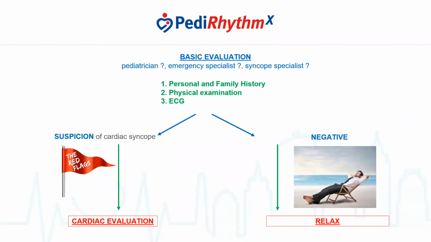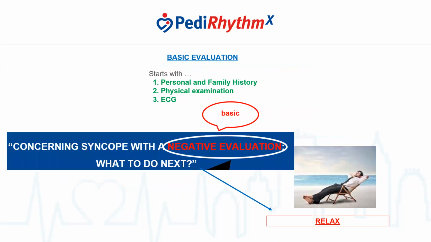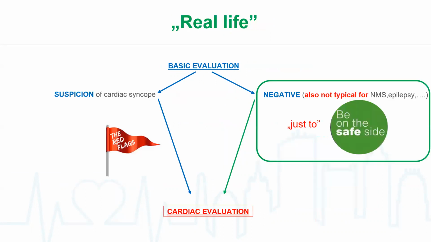Basic evaluation consists of history taking, physical examination, and ECG. If it is positive, so there is a suspicion of cardiac syncope, then cardiac evaluation is needed. If it is negative, the patient will not be referred to the cardiologist. It means that if the question in the title is related to basic evaluation, then the answer is relax. But real life is different.